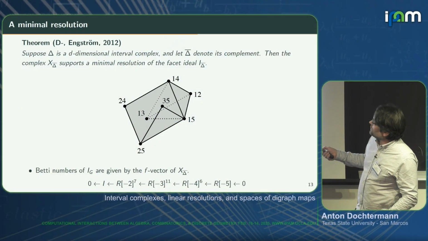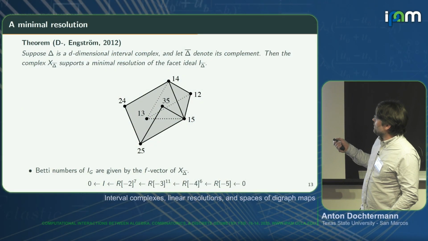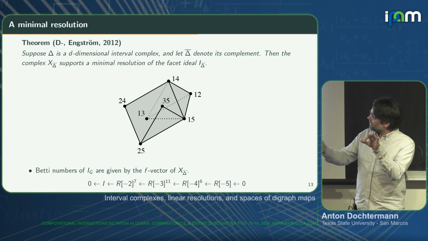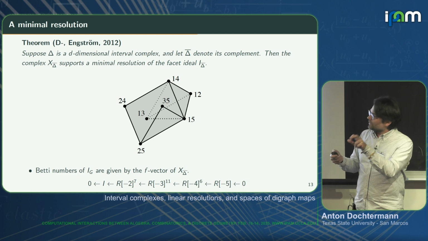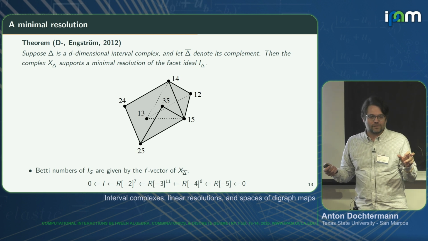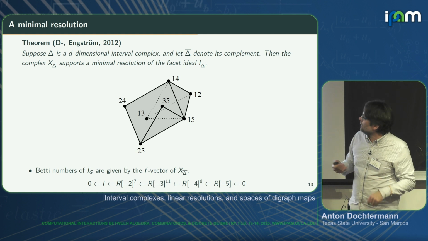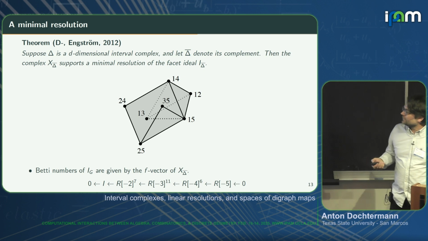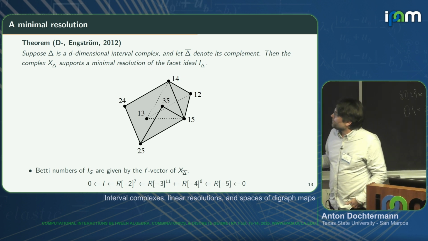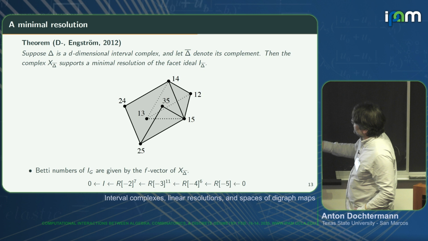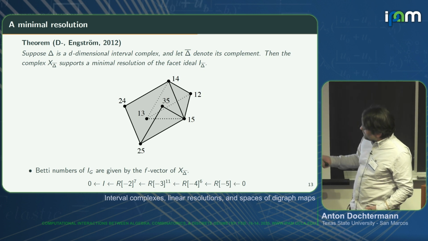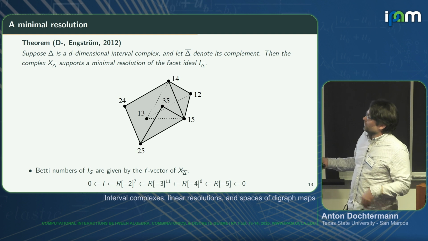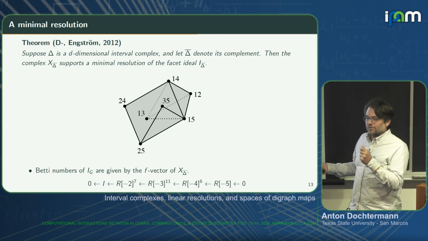So here's the result, which maybe you can anticipate: if you have a d-dimensional interval complex, I have to take its complement. The complement just means if I'm d-dimensional on ground set n, then take all the d plus 1 subsets I don't see, just like the complement of the graph. Then this will support a minimal resolution of that ideal. This is an example of the complex X delta bar for an interval graph, where delta is interval.